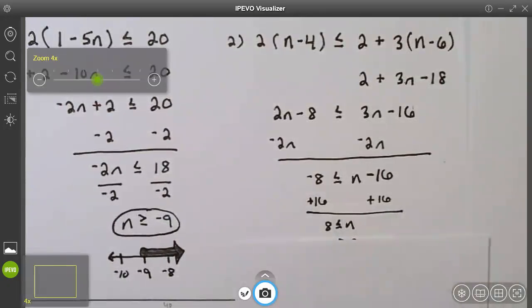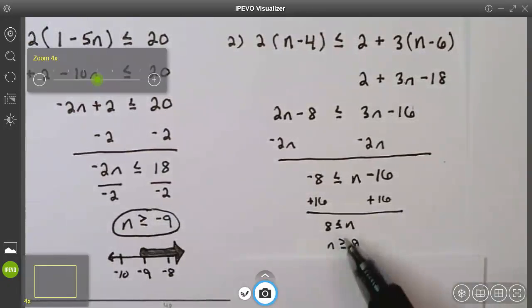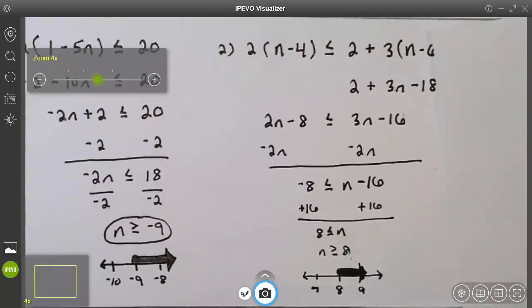At no point did I multiply or divide by a negative, so no point that I had to flip my symbol. But I do want to rewrite it with the variable on the left, so let's rewrite it. N is greater than or equal to 8. The mouth opens to the n both times, and your graph should be closed circle to the right. And you can make your graphs just as simple as you want. You just need to know it's closed circle to the right over the 8.